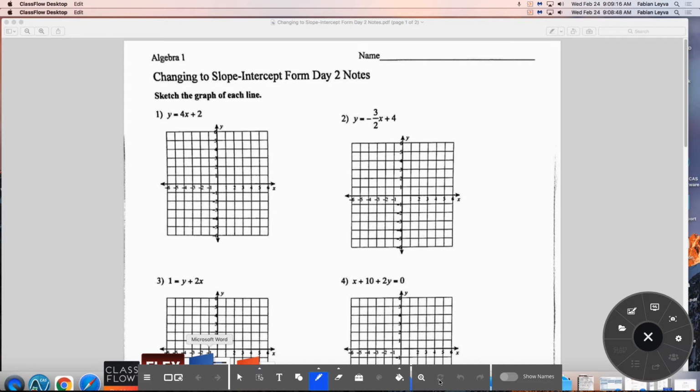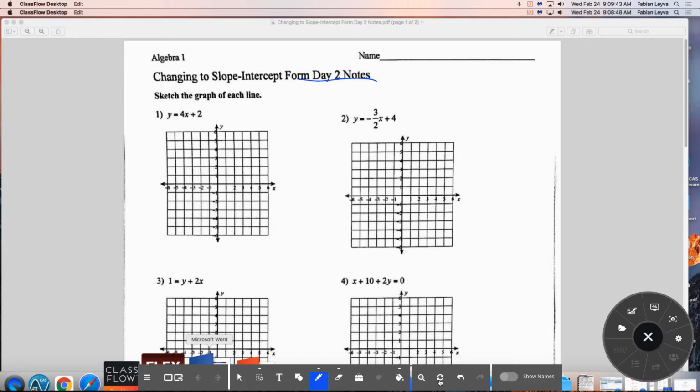Hello everyone. Today we're going to have our second day of changing to slope intercept form. So that is why you see the day two notes, because we're literally just continuing and practicing the concept that we learned at the beginning of this week, which is changing to slope intercept form so that way we can graph a line. Notice that this is just a practice day to kind of clean some things up and make sure you have a fuller understanding of slope intercept form and how to graph lines.